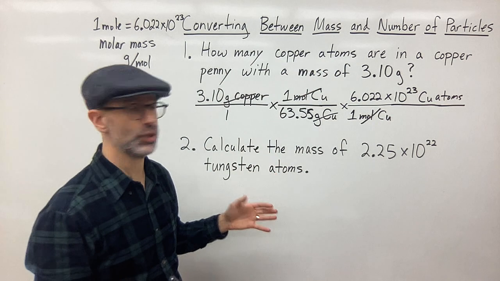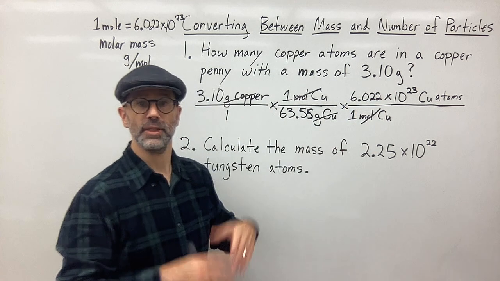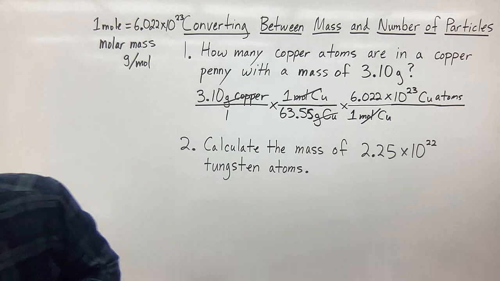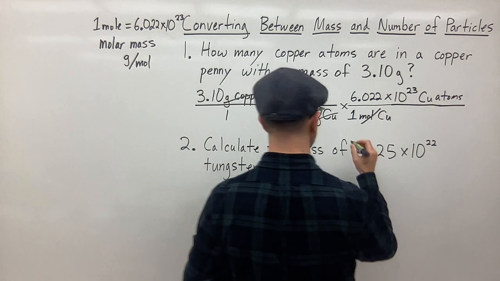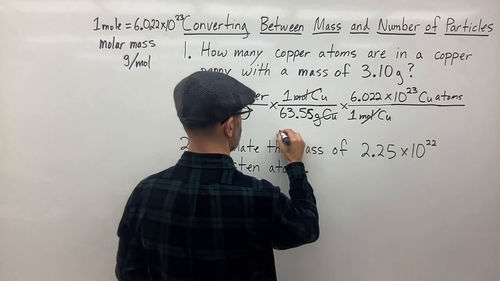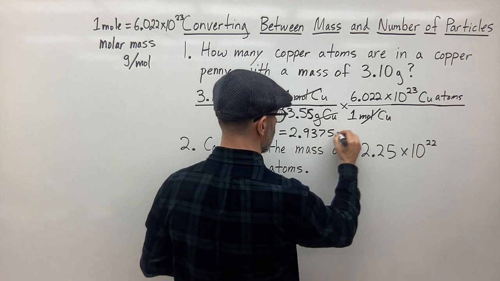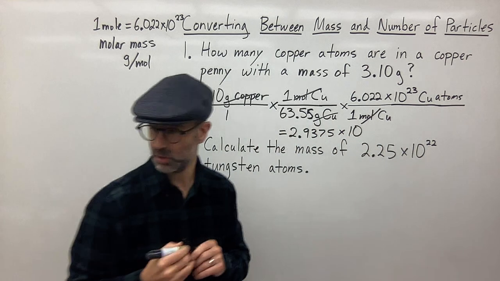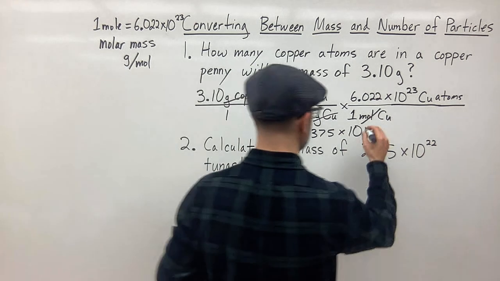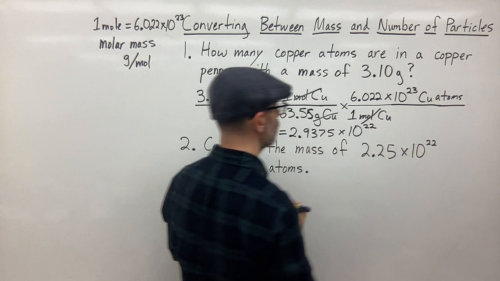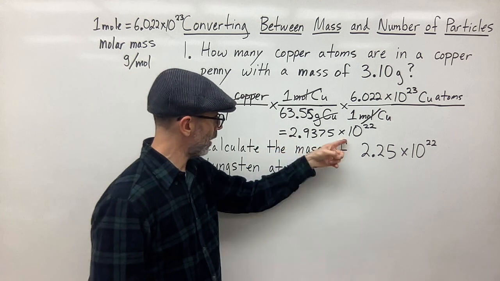Now all I need to do is multiply across the top, divide by what's on the bottom, and I get my answer. When I do that, I get 2.9375. I'll write it down here. So this is equal to 2.9375 times 10 to the, what power is this? 22. Okay, so now I have my number.